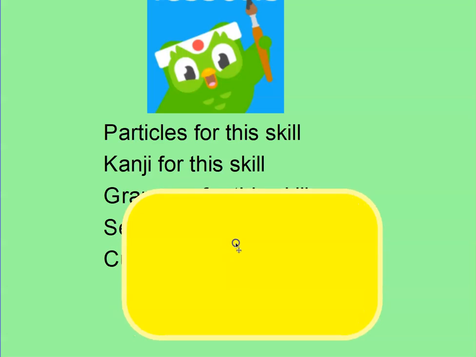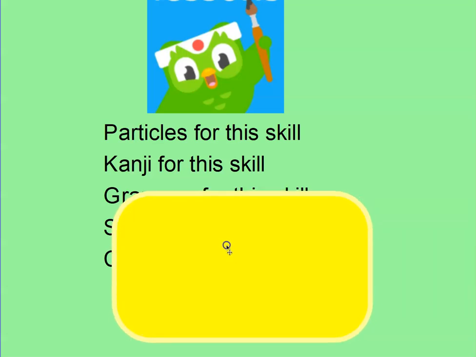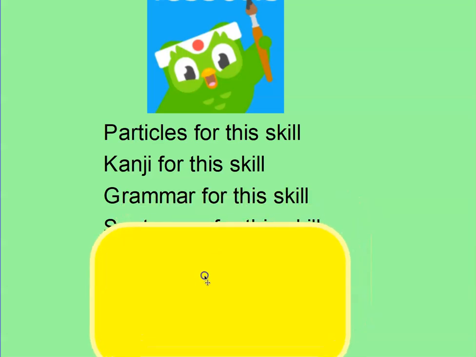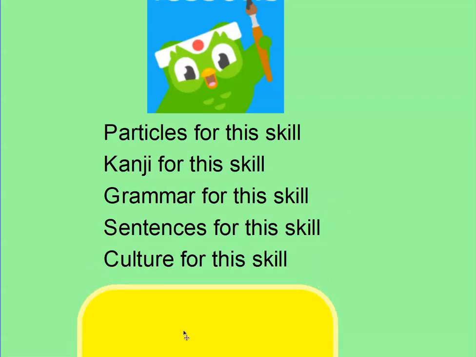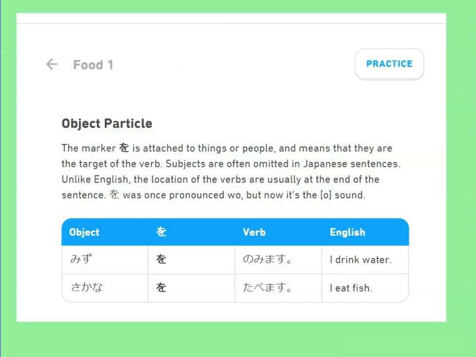We're going to talk about the cat in my face right now. It's messing me up. We're going to talk about the grammar for this skill. We're going to talk about the sentences for this skill and the culture for this skill. Hold on, my cat is demanding that I pet him. Okay, he's happy now. Well, I can get back to teaching.